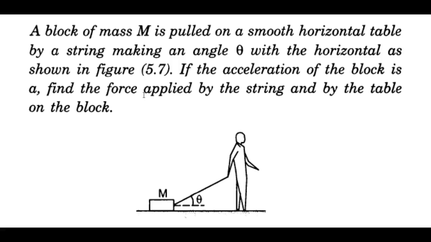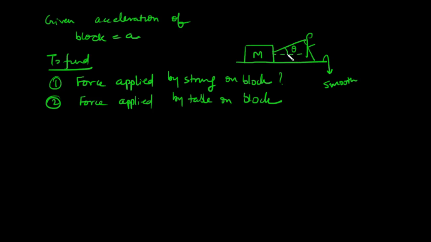First you have to find out the force applied by the string and by the table on the block. Okay, alright, so this is the situation. The man is pulling the block at an angle theta with the horizontal. You see, I very specifically stated the word smooth, so I have written this down. You need to really pick up these words, because the surface can have friction. So first I write down what is given. The acceleration of the block is given. This means the block is moving, it is not stationary.